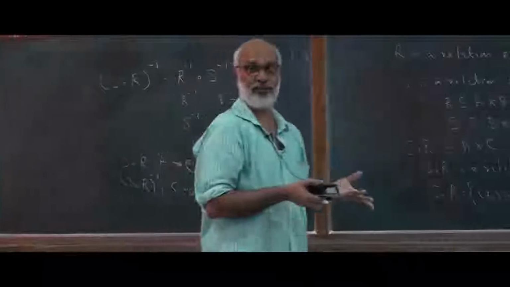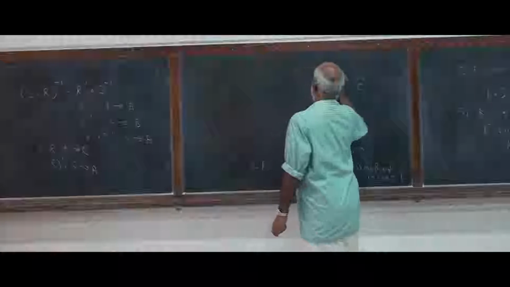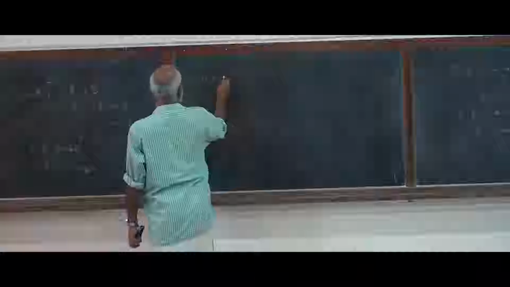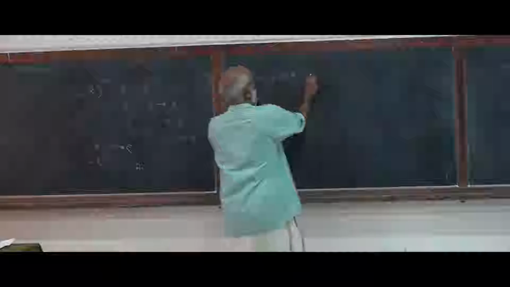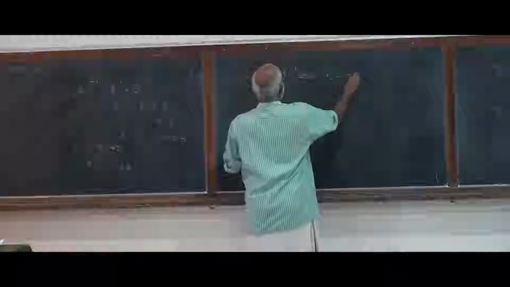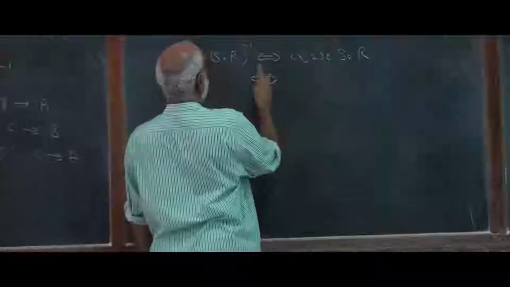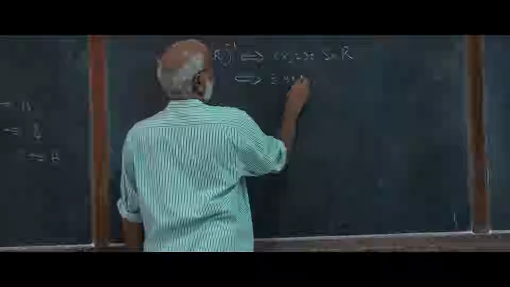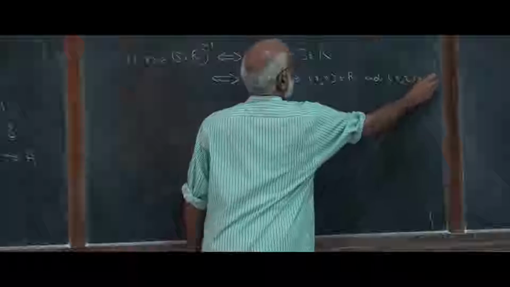Two relations are one and the same if and only if they contain the same ordered pairs. You can see that these two relations are one and the same as follows. An ordered pair (z, x) belongs to S composition R inverse, where z belongs to C and x belongs to A. This happens if and only if (x, z) belongs to S composition R by the definition of the inverse. And this happens if and only if, by the definition of the composition, there exists a y in B such that (x, y) belongs to R and (y, z) belongs to S.